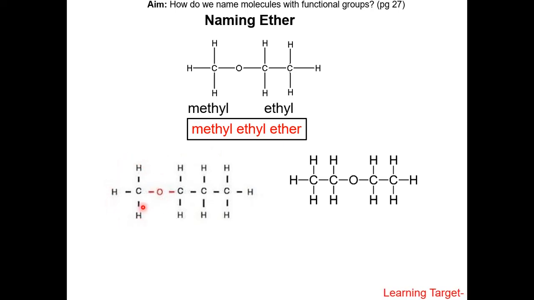Let's look at some more examples. The R group on the left is a methyl group. The R group on the right is a propyl group. So the name of this ether is methyl propyl ether.